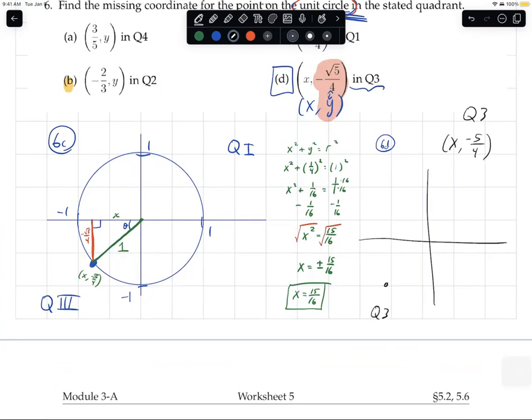So I can plot a point, let's just pick this point here, and let's assume its coordinates are some x value and negative square root of 5 over 4. This y value here is negative square root of 5 over 4. And then if you draw a line to the origin, this length here would be x.